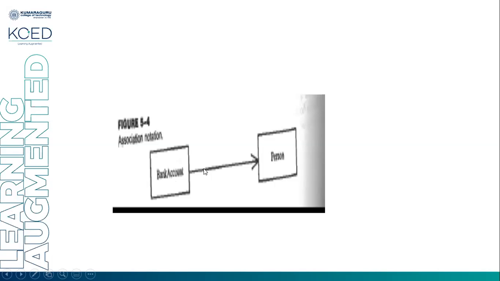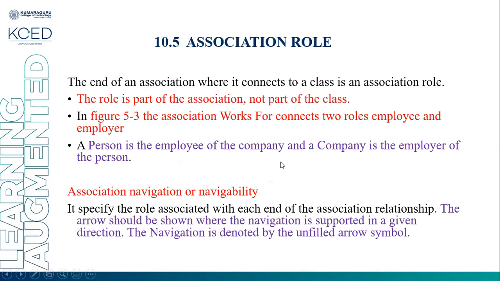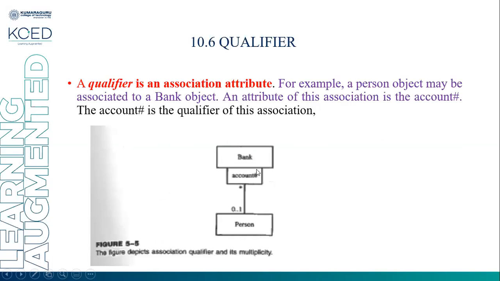Okay, the bank account contains a person. The bank account belongs to a person. This is known as navigation. The arrow should be shown where the navigation is supported in a given direction. So the navigation is supported from bank account to person.